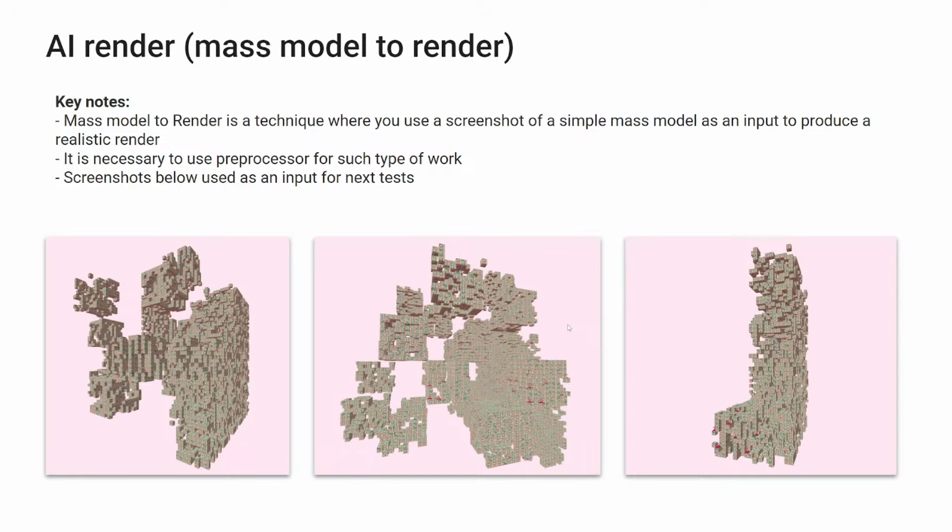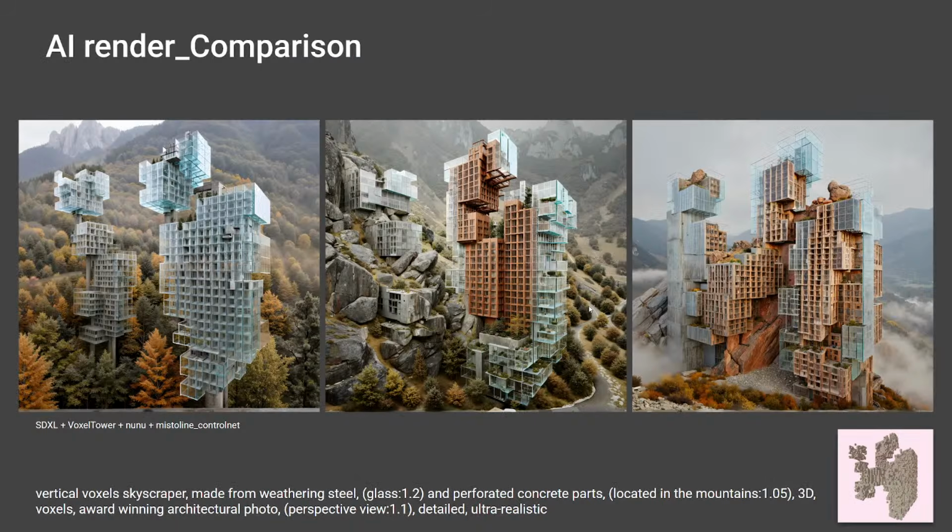Mass model to render. So it's another type of input where you don't have a precise model, but you already have something in 3D. For example, something like that. It could be any mass model, like a functional diagram, for example, or something else. And then from this kind of input you try to achieve a render. This is the result with SDXL plus Mist-Align ControlNet plus Voxel Tower and Nuno LoRAs. So it's a set of 4 different models here.